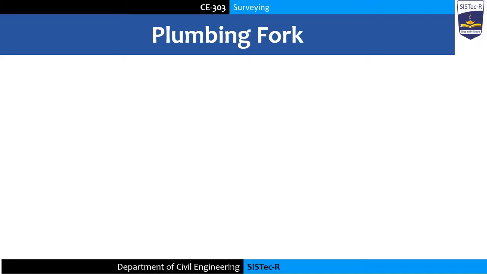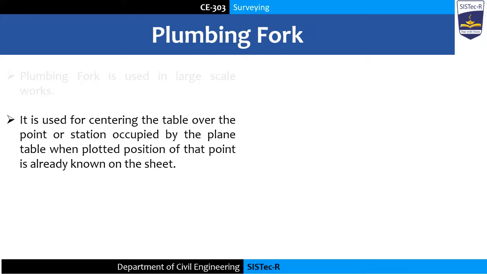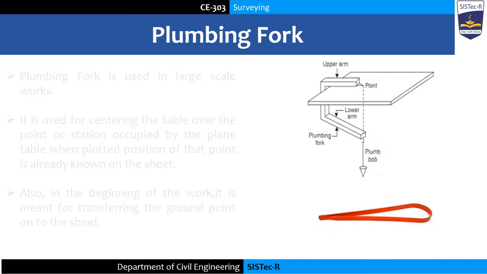Next in the list is the plumbing fork. The plumbing fork is used in large scale works, when the scale of work or the range of the work is large. Basically, the plumbing fork is used for centering the table over the point or station occupied by the plane table when the plotted position of that point is already known on the sheet. This we will see. Also, in the beginning of the work, it is meant for transferring the ground point onto the sheet. So basically these are both different forms of the plumbing fork.